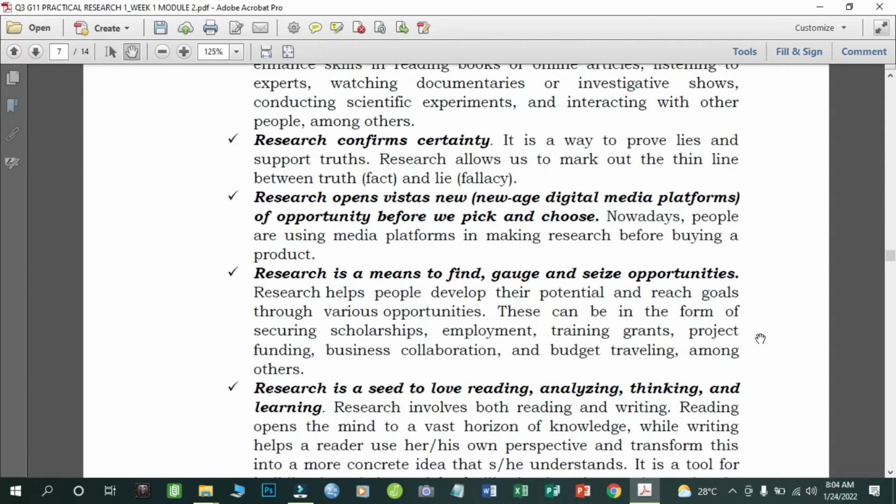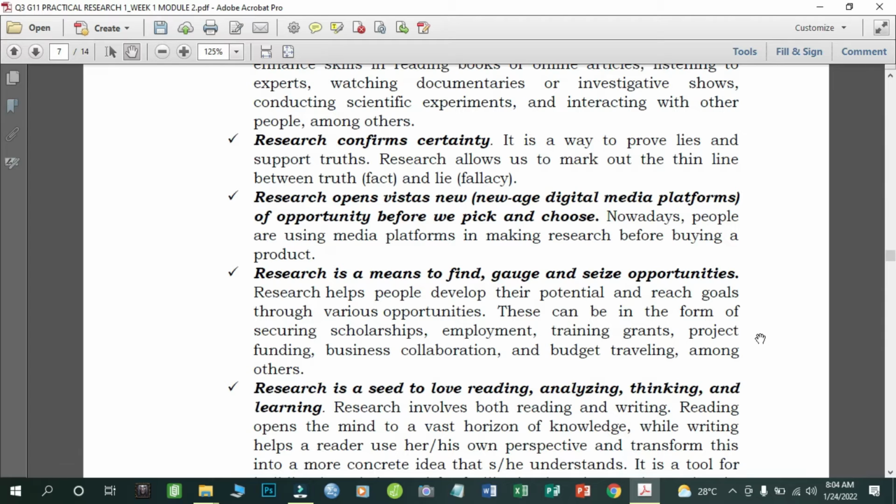Next, research confirms certainty. It's a way to prove lies and support truths. Research allows us to mark out the thin line between truth or the fact and the lie or the fallacy. So that is very important, especially nowadays, when there's a lot of fake news spreading in social media sites. Through research, you can prove the validity of that document or the article.